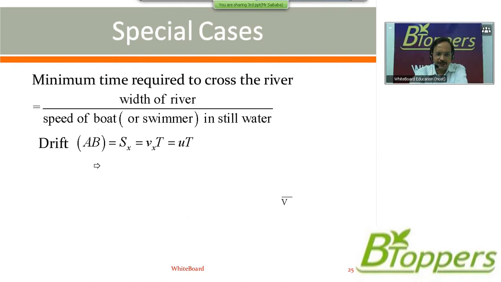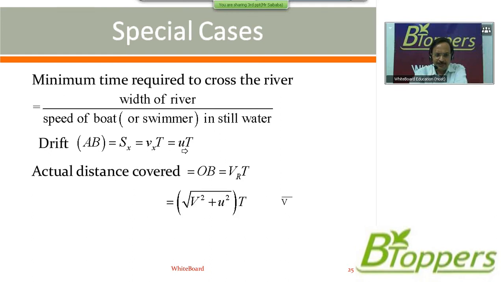So in case you are asked to find the drift, meaning the distance which the boat travels down the river on the other bank below the point A towards which its velocity v bar is directed, you have to find the x component displacement, that is equal to x component velocity times time taken. So in this case, theta is 90 degrees, the x component velocity is equal to u, and the y component velocity is equal to v.